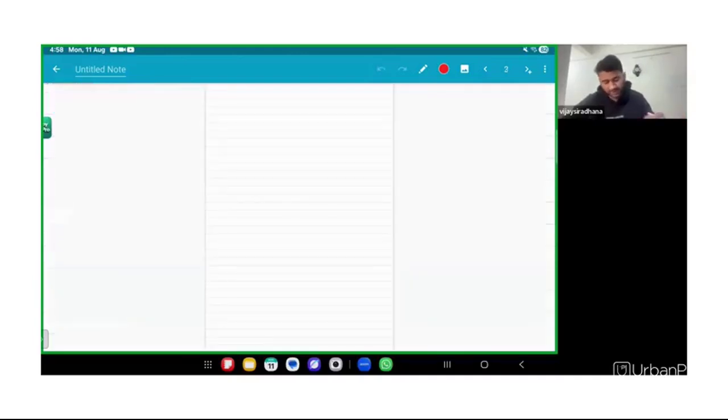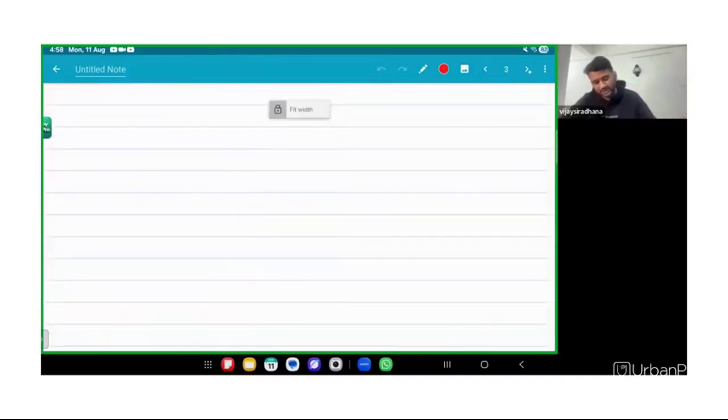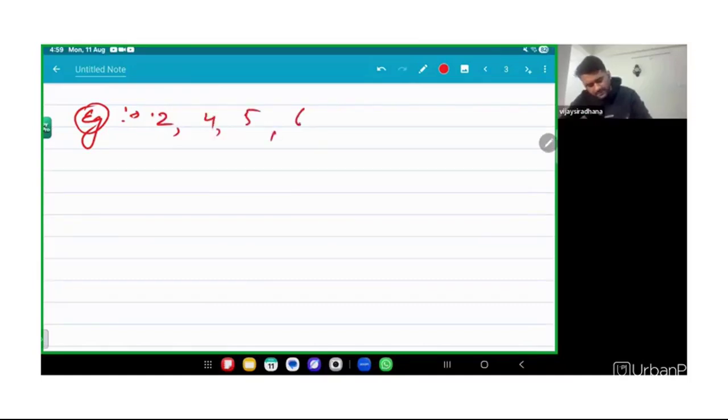Let me give you some examples of rational numbers. It can be anything. For example, you can take any natural number, like 2, 4, 5, 6. That's fine. You can take any fractional number, like 7 by 8, 9 by 7, 10 by 11. Everything. They are rational numbers.